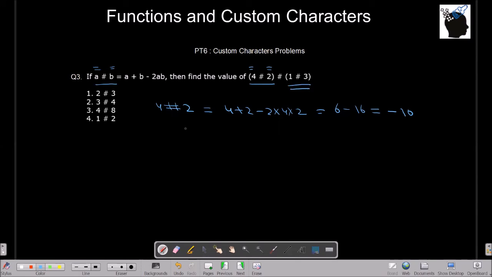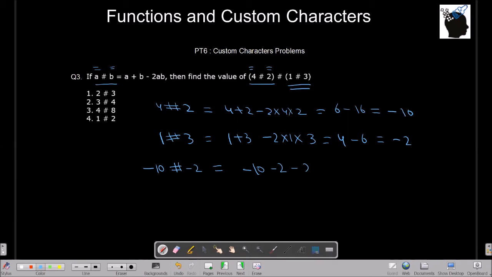Let's find 1 # 3 now. So we'll replace a with 1 and b with 3 to have 1 # 3 is equal to 1 plus 3 minus 2 into 1 into 3, which is nothing but 4 minus 6 or minus 2. That means our problem becomes minus 10 # minus 2, which is nothing but we'll replace a with minus 10 and b with minus 2 to have minus 10 minus 2 minus 2 into minus 10 into minus 2, which is minus 12 minus 10 into minus 2 becomes plus 20 into minus 2 becomes minus 40. So which is nothing but minus 52.